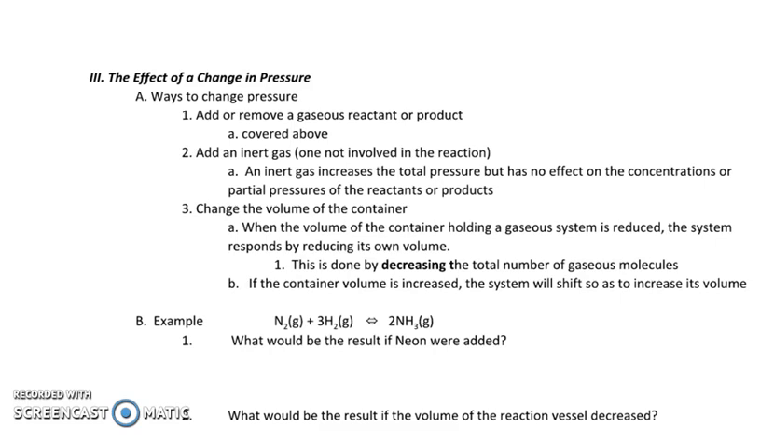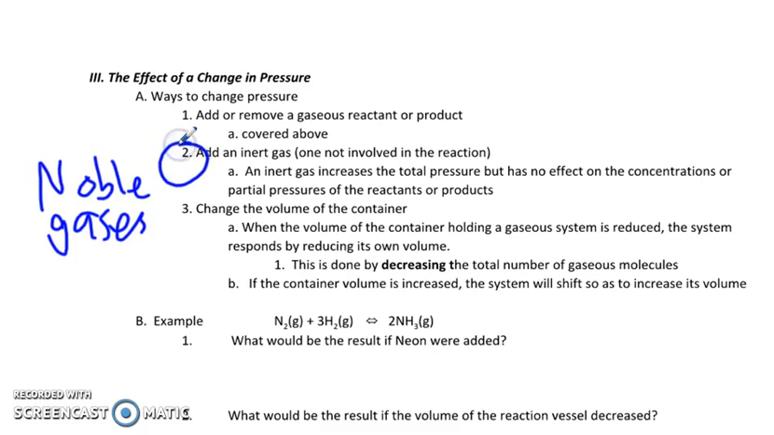What does an inert gas mean? Inert means that it doesn't react. So think of our noble gases. Our noble gases would be an inert gas. They don't react. Now read carefully what number 2 says.